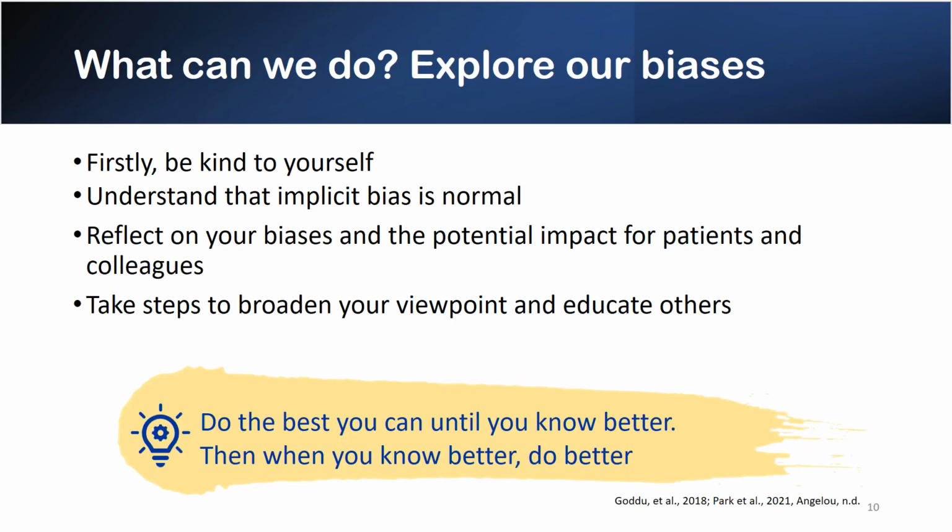What can we do about bias and stigma? Firstly, be kind to yourself. Understand that implicit bias is normal. Implicit bias and stigma are systemic issues with individual impact. To overcome these, it is helpful to reflect on your own biases and the potential impact they may have for patients and colleagues. Then, take steps to broaden your viewpoint and educate others. As Maya Angelou once said, "Do the best you can until you know better. Then, when you know better, do better."